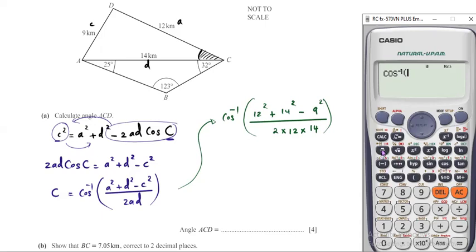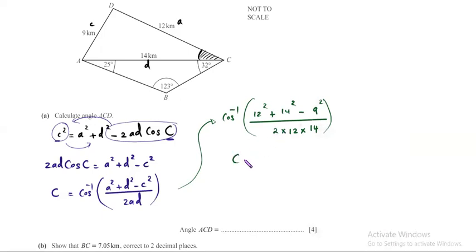So inverse cos with the fraction I have: 12 squared plus 14 squared minus 9 squared over 2 times 12 times 14, and then close the bracket. So this is equal to 39.57 degrees. So then the value of C is equal to 39.57 degrees. That is the value of this angle ACD, 39.57 degrees.